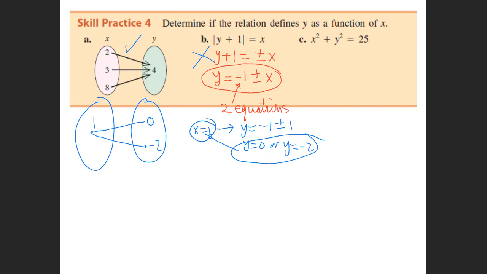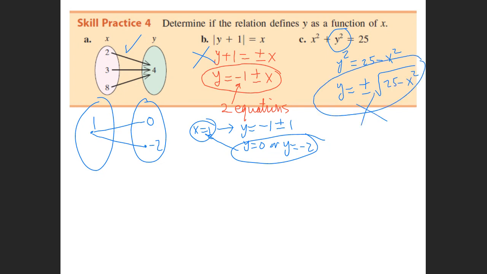It's not. It does not define a function. Why? Because of this. Y raised to the second power. The power is even. So when I solve for y, I have to add plus or minus. So y squared is 25 minus x squared. Y alone is plus or minus radical of 25 minus x squared. Therefore, this is not a function.